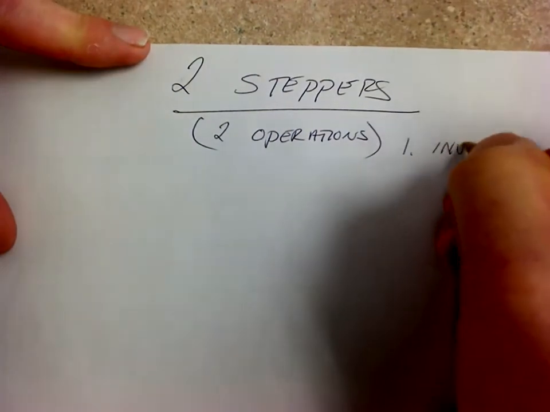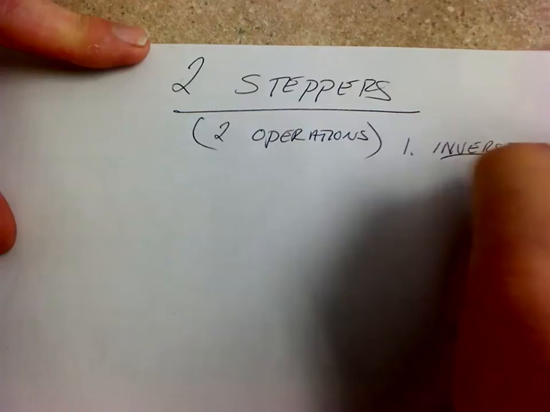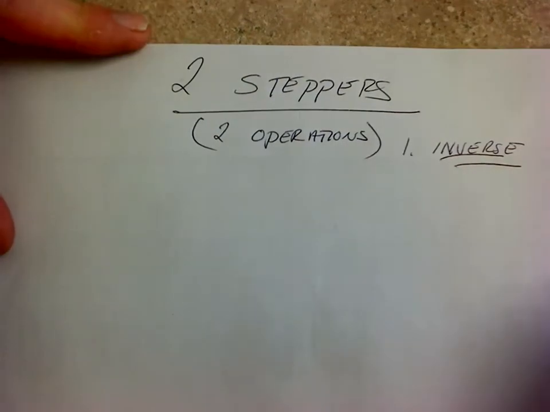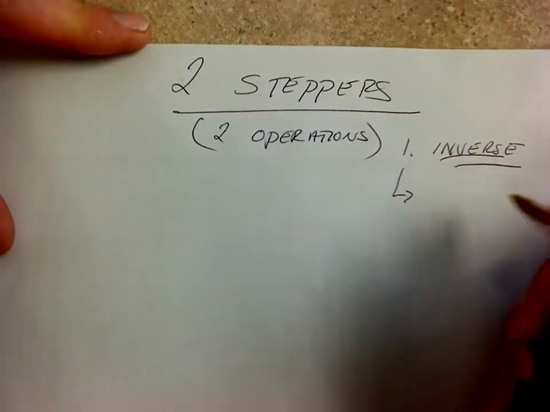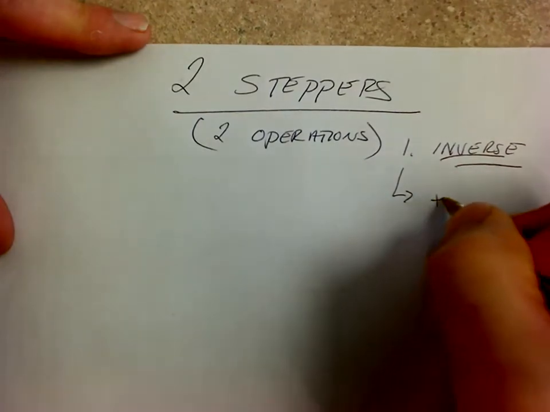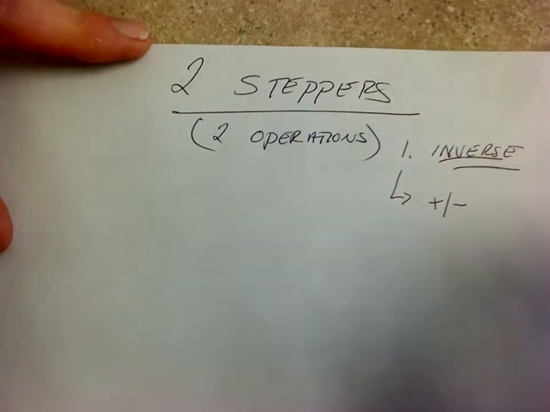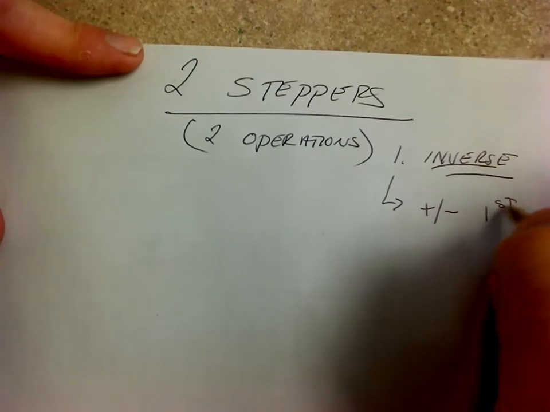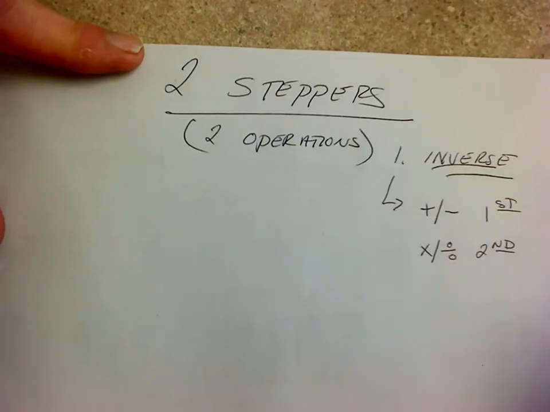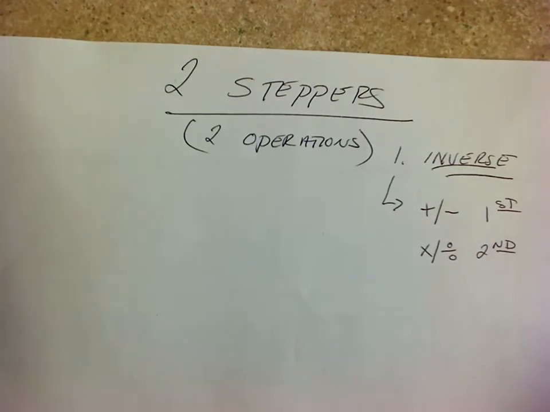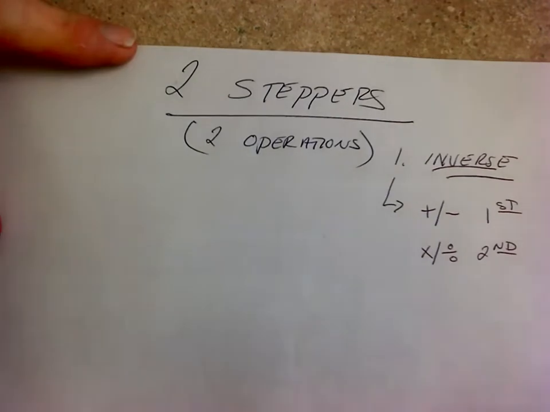Number 1, to solve these equations, we want to be doing the inverse. So what that tells us is we're doing things in reverse, which means we should be dealing with our addition and subtraction signs first, and multiplication and division should be at the end. So we should be adding and subtracting as our first step, multiplying and dividing as the second.